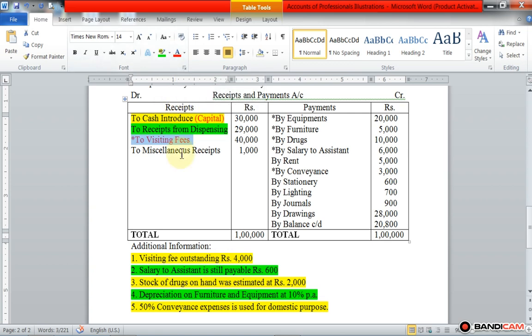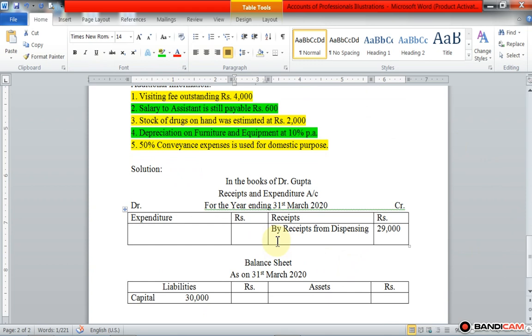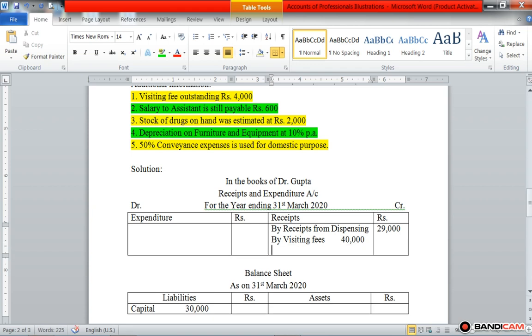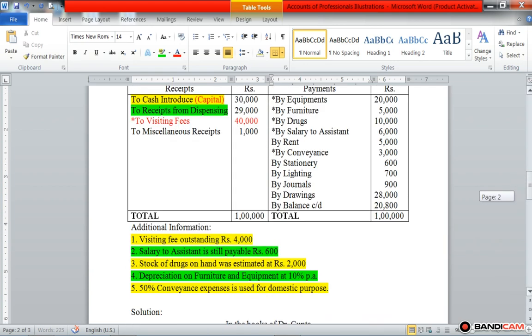Additional information is provided on the visiting fee, so we put the figure in the inner column. Got it? So here, by visiting fees, the inner column amounted to rupees 40,000. Then we leave two or three lines below the visiting fee.